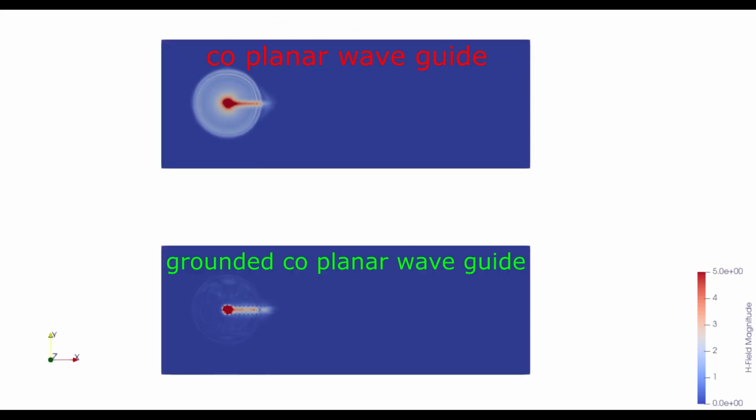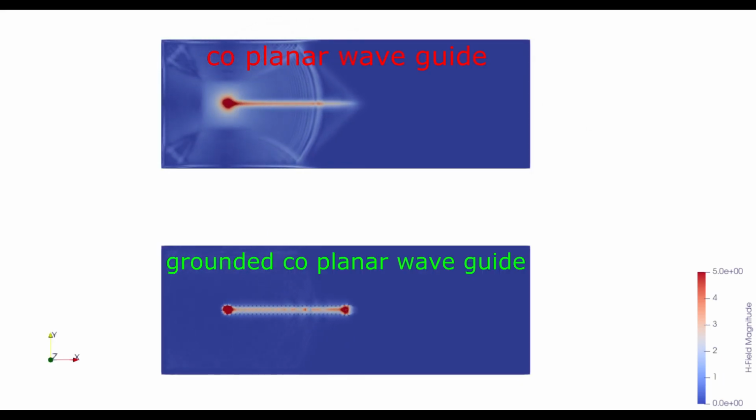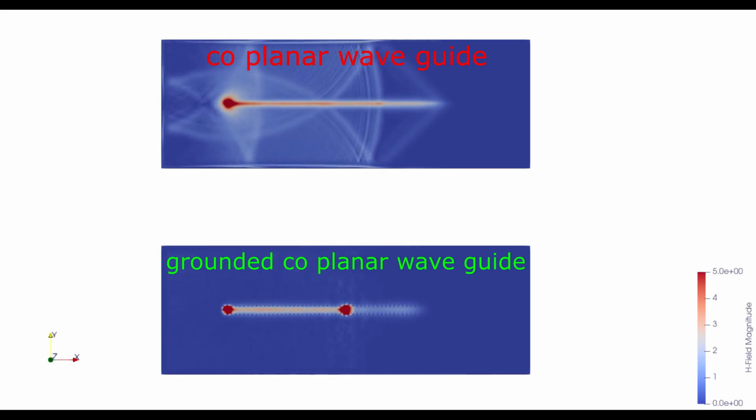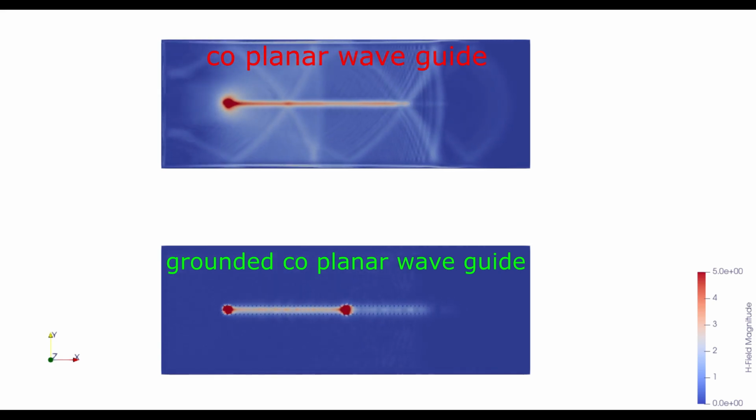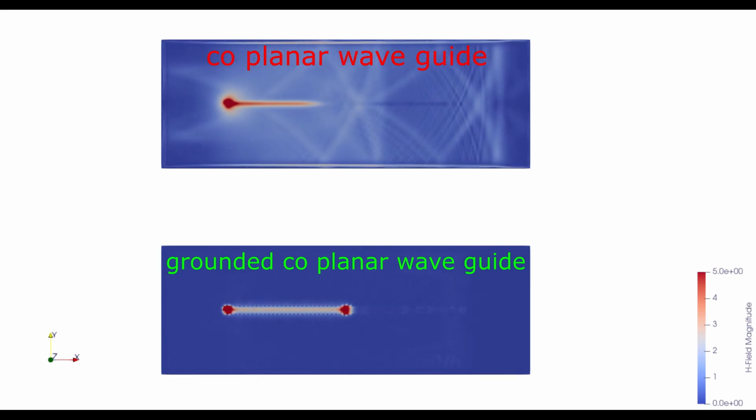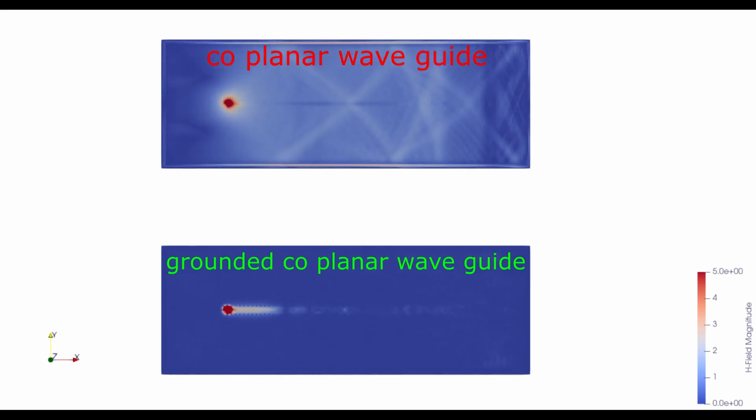Oh, I almost forgot. The more stable impedance of the grounded coplanar waveguide comes from the fact that it has much lower emissions compared to a microstrip and even compared to the simple coplanar waveguide.